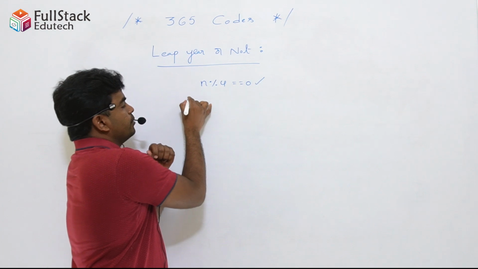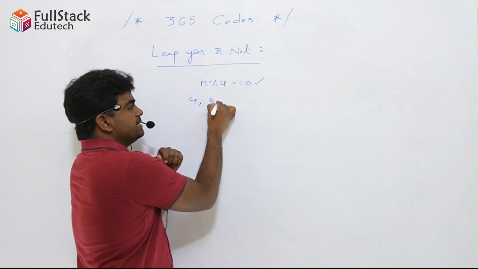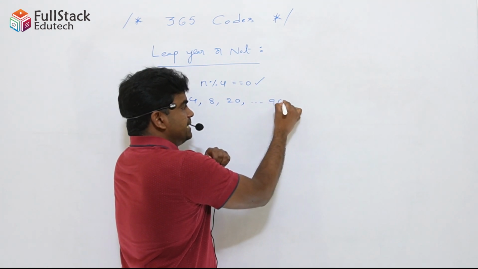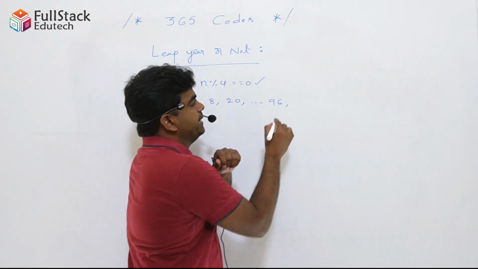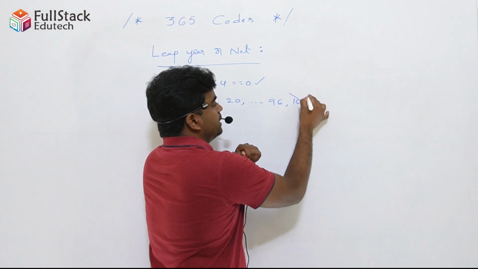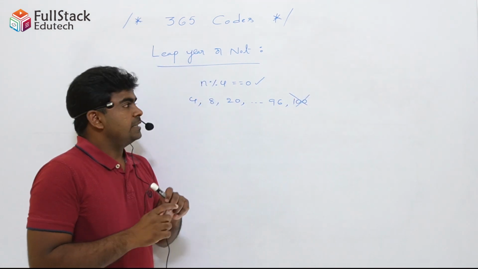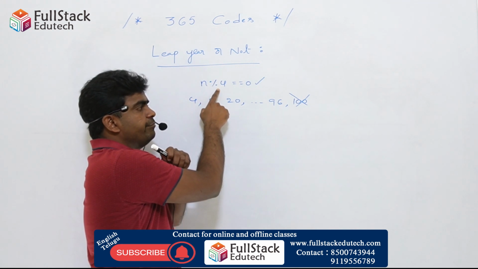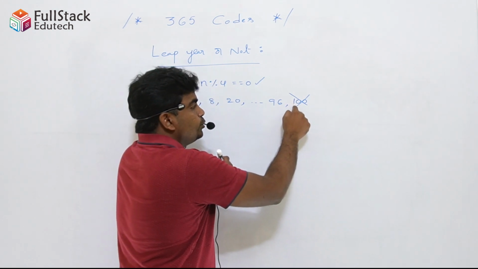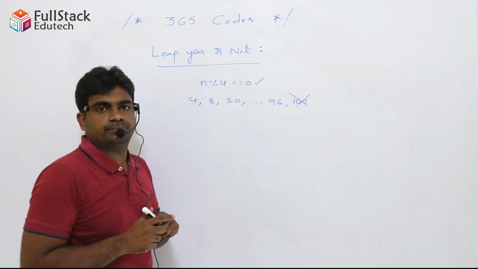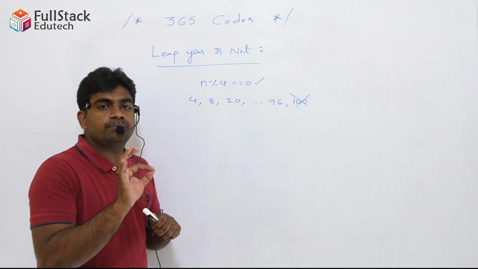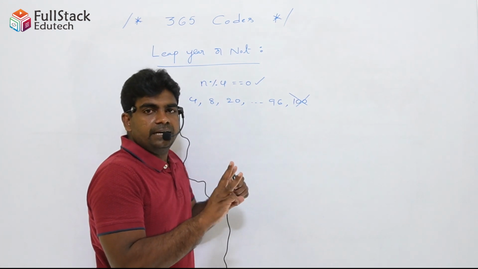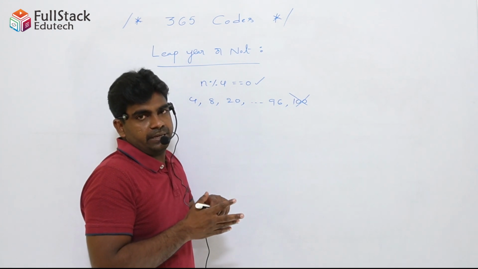It's nothing but 4 is a leap year, 8 is a leap year, 20 is a leap year, and so on. 96 is a leap year, but the point is 100 is not a leap year. The number which is divisible by 4 is a leap year. It is divisible by 4, but it should not be divisible by 100, because 100 is not a leap year, 200 is not a leap year, 300 is not a leap year, but again 400 is a leap year.